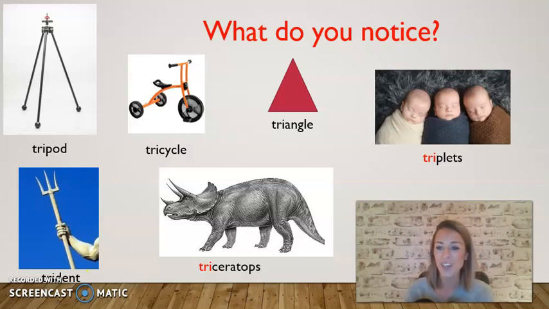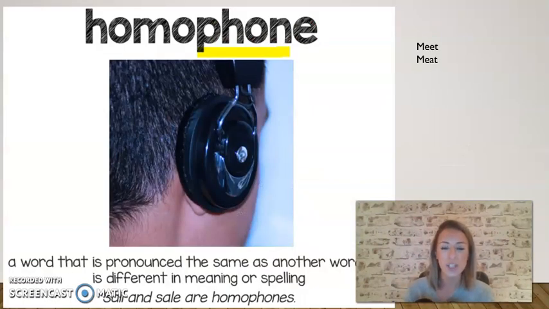Here we go. So today's word root is phon. And phon means sound. So a homophone is a word that is pronounced the same as another word, sounds the same as another word, but it has perhaps a slightly different spelling or meaning.